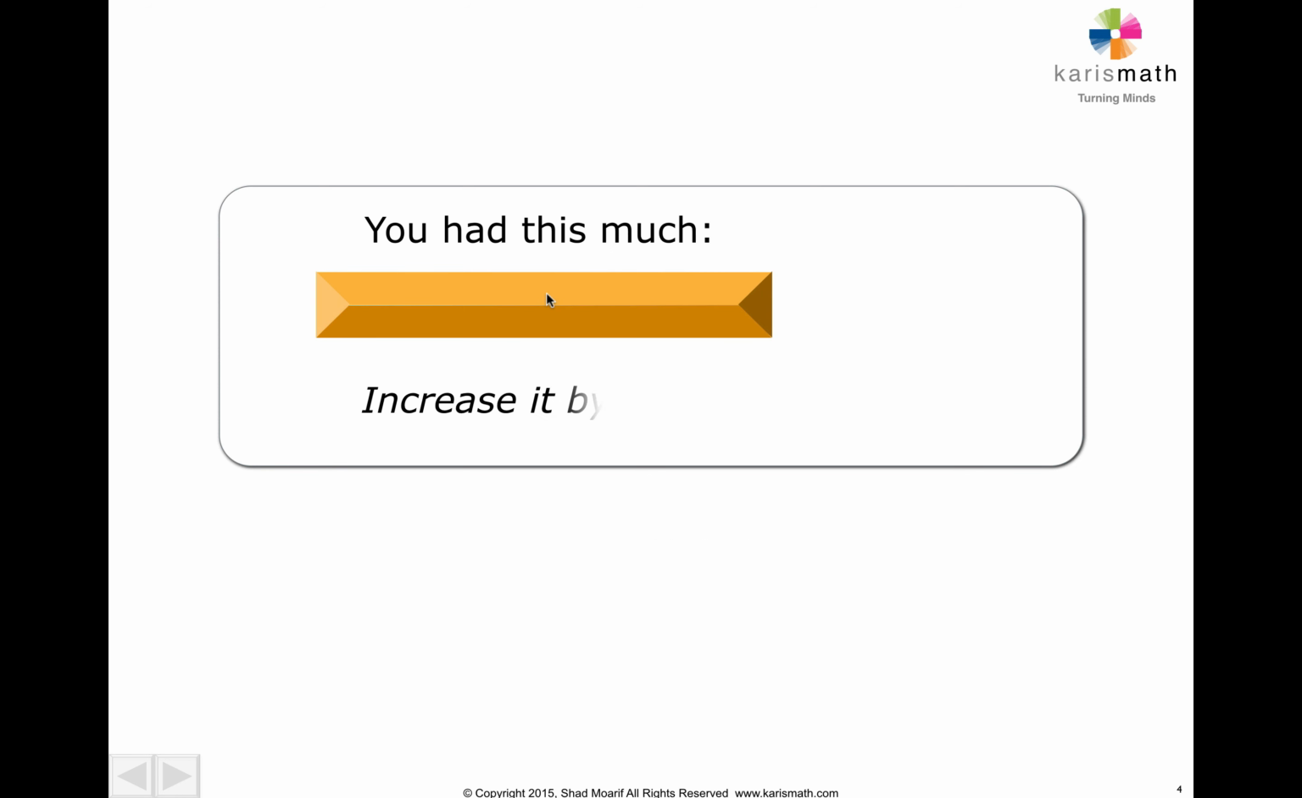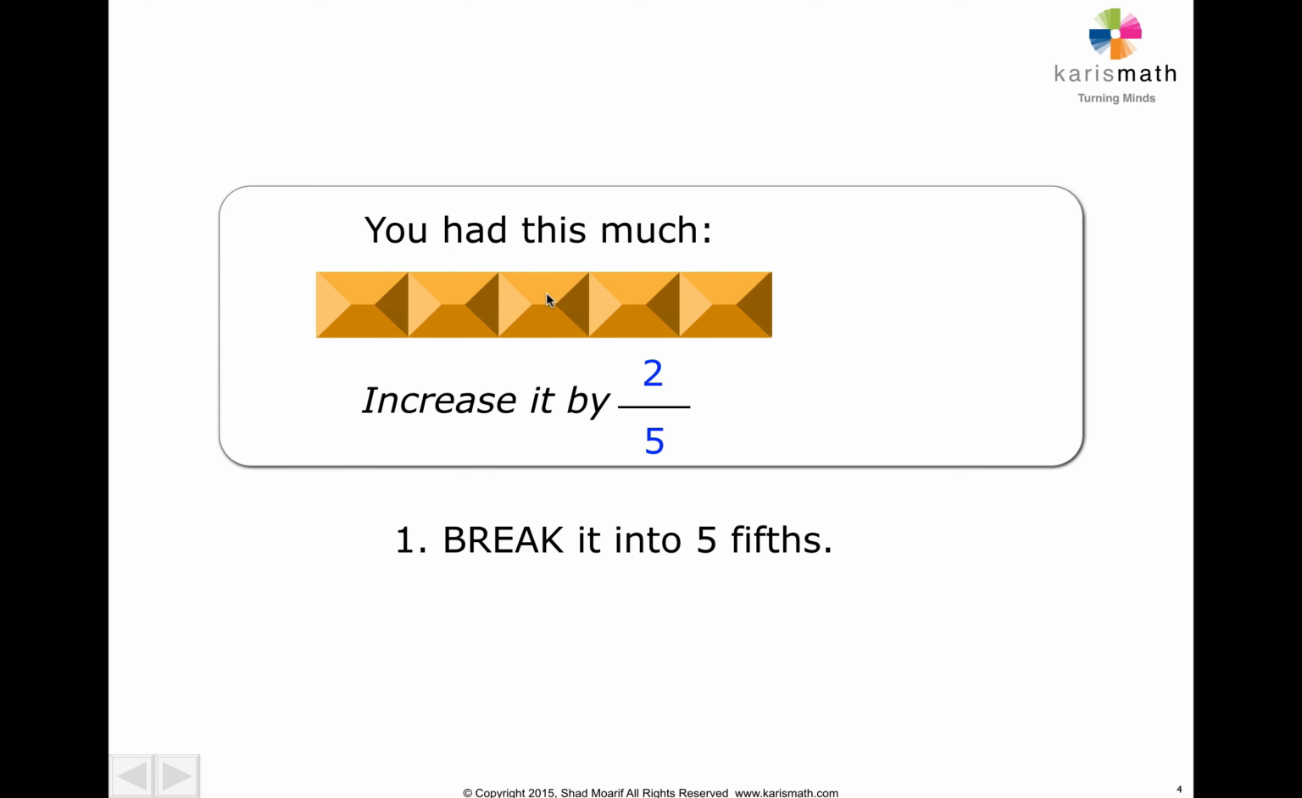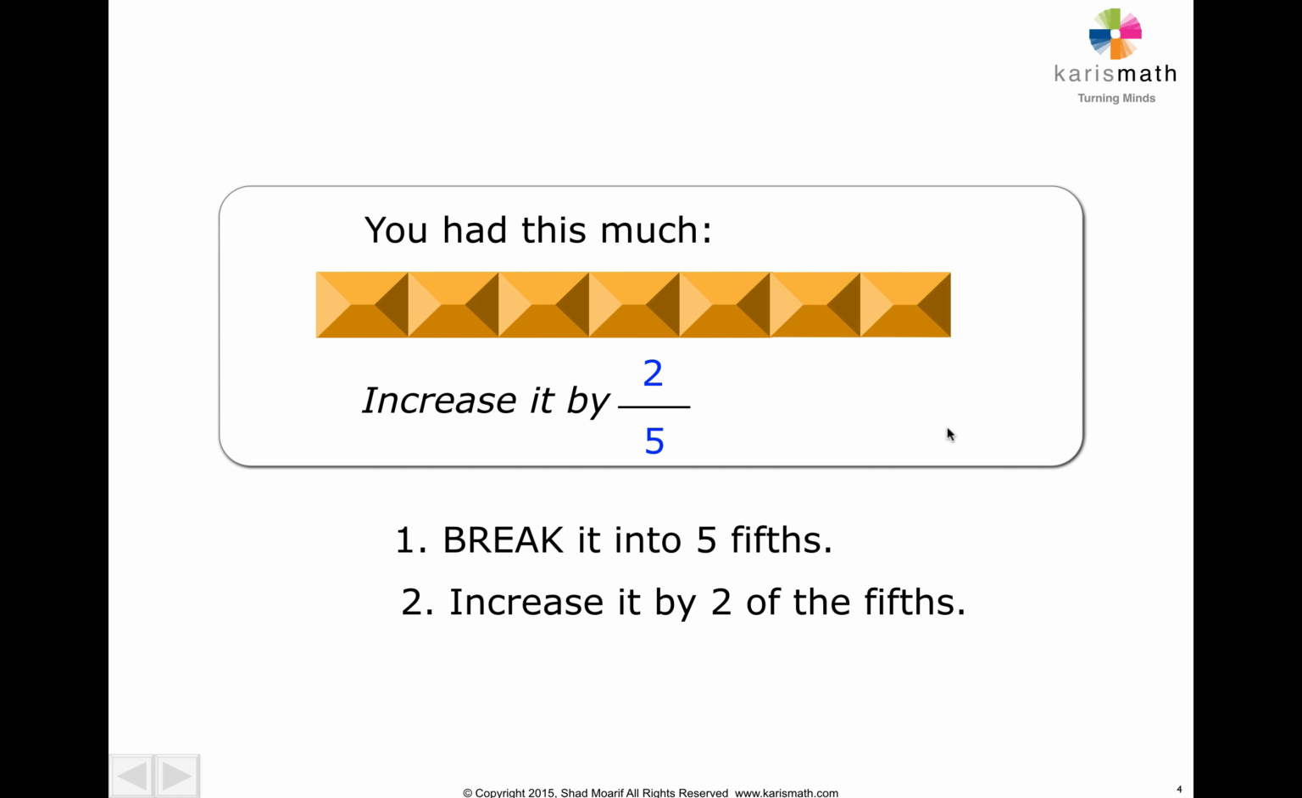Another example. You had this much. You want to increase it by 2/5? Well, just break it into 5 equal parts or fifths. Take 2 of those fifths and then add the 2/5 right at the end. And that's what you have now. That's what it means to increase it by 2/5 of itself.